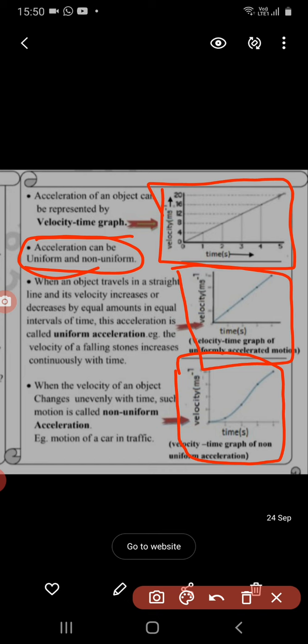In uniform acceleration, the velocity increases or decreases by equal amount in equal interval of time, whereas in non-uniform motion, the velocity of an object changes unevenly with time. So that's why it is called non-uniform motion.